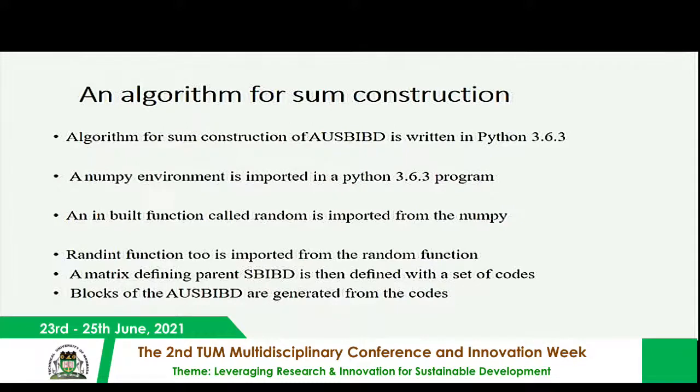An algorithm was developed in Python to aid the process, because doing it manually in the current world is archaic and old style. So we wrote code in Python, and at the click of a button, you are able to perform the sum construction in a Python program. The steps are described, but in the interest of time, I may not mention them; I can just say the code was developed in a Python program.